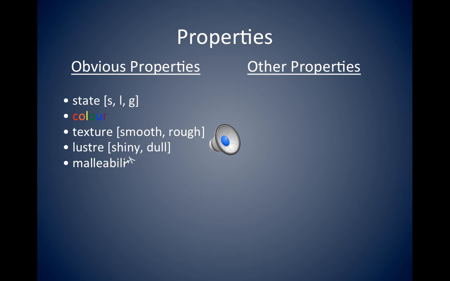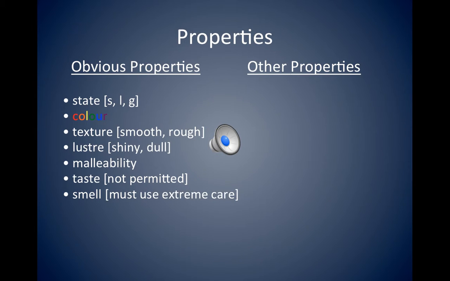Malleability. Well, technically it means can it be beaten into sheets, but often we think of it as something being bendable like a wire. Taste. That is not allowed in class unless directed. Smell, we have to be very careful using that property. And we'd have to use the wafting technique if we're allowed to use it.